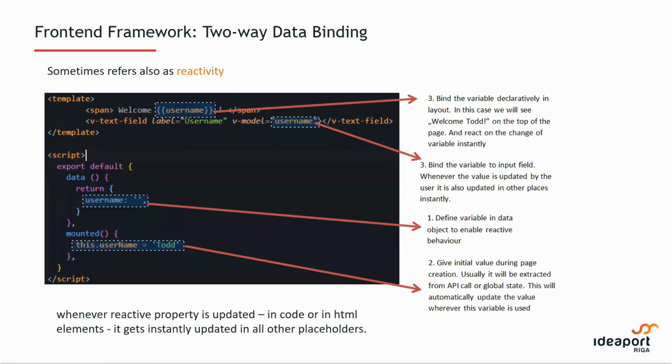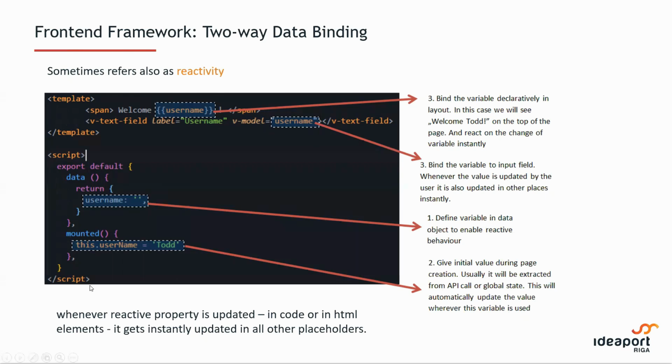The second advantage of the front-end framework is the thing called two-way data binding. Sometimes it also refers to reactivity. I was trying to snap here the piece of code to demonstrate this approach. It's basically an alternative approach to the DOM injections or jQuery, because jQuery is an imperative data binding, and here we have a sort of declarative data binding approach.